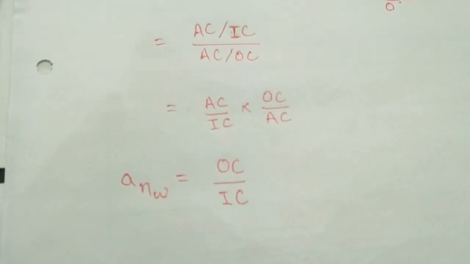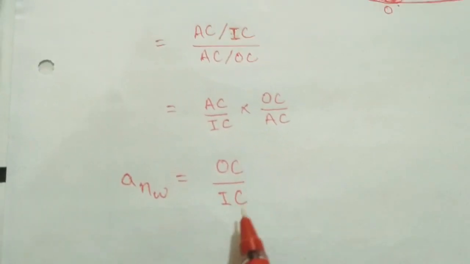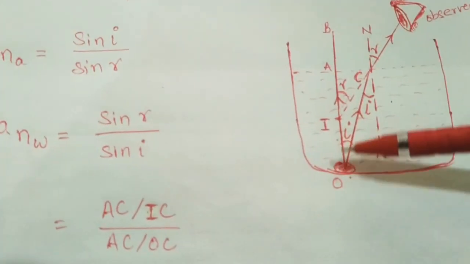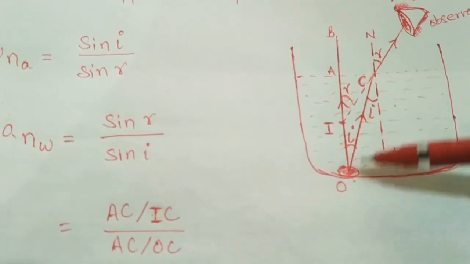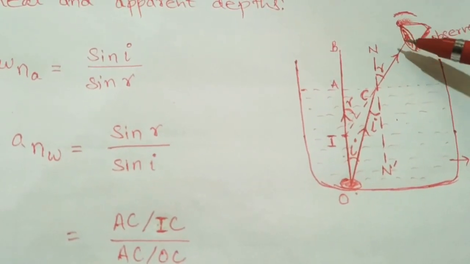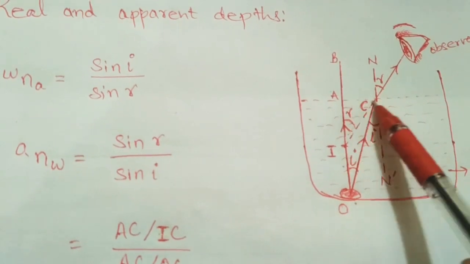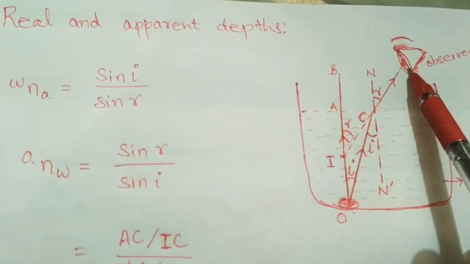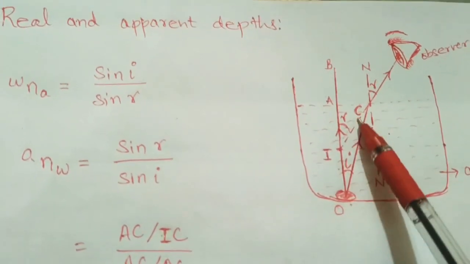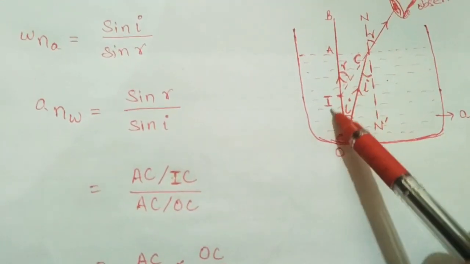On solving that, the refractive index of water with respect to air is OC upon IC. So let's see what OC is. OC means O to C, this distance. If the aperture of the eye, as we know, is very small, we can consider point A and point C very close for the small aperture of the eye. So instead of OC, we can write OA, and instead of IC, we can write IA.